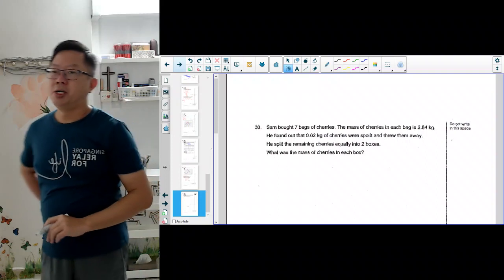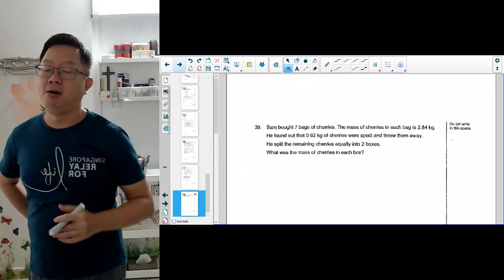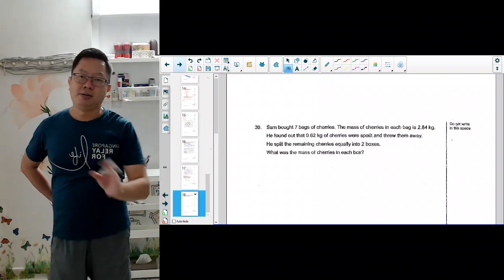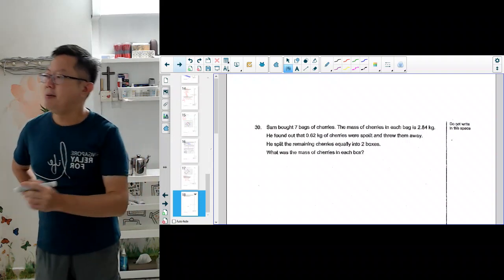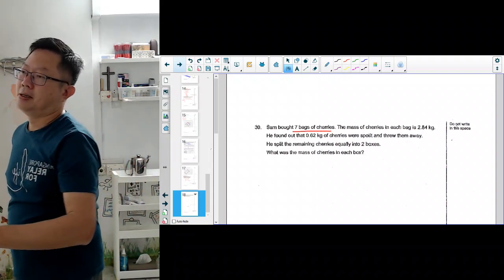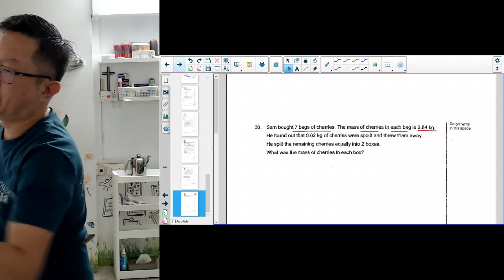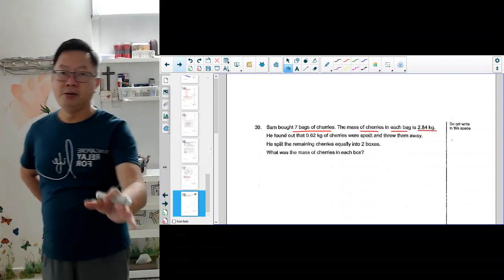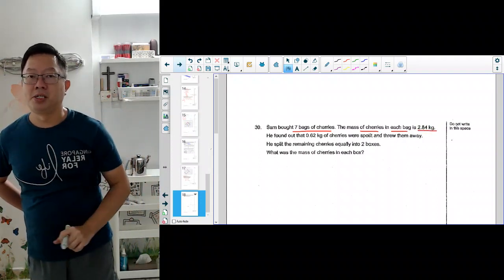Question 30 is usually the hardest, but may not always be. Most of the time, the last few questions are usually the hardest. So, Sam bought 7 bags of cherries. The mass of cherries in each bag is 2.84 kilograms. So what can you do immediately? You can find the total mass of the cherries, right?